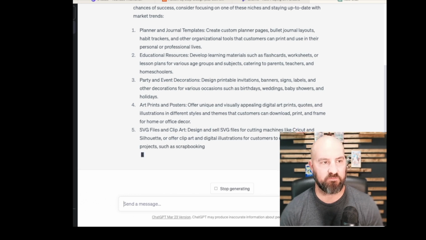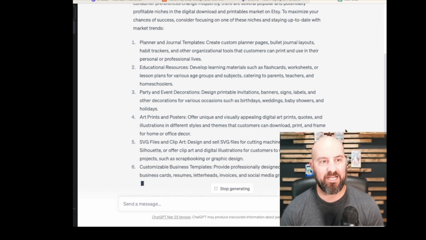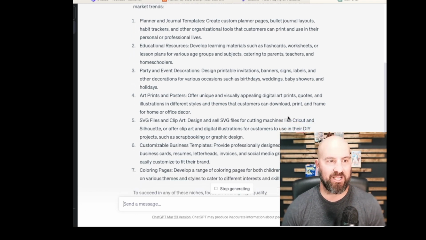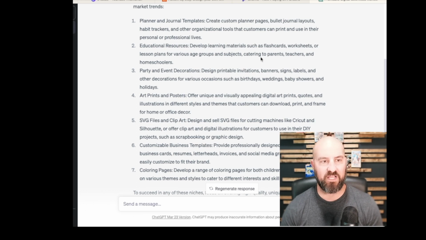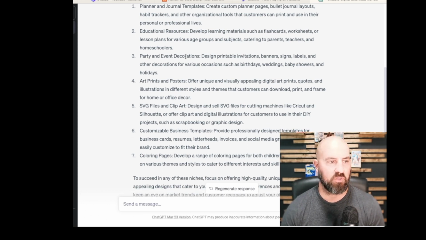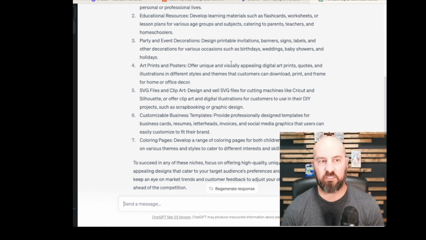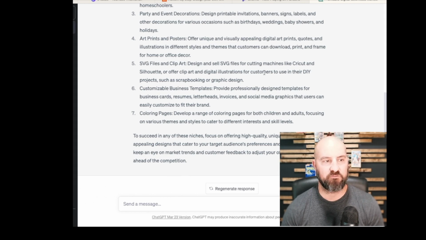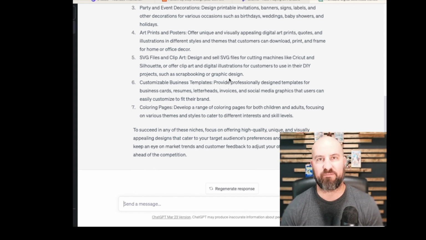To maximize your chances of success, consider focusing on one of these niches and staying up to date with market trends. Number one, planner and journal templates: create custom planner pages, bullet journal layouts, habit trackers, and other organized tools that customers can print. Number two, educational resources: develop learning materials such as flashcards, worksheets, lesson plans. Number three, party and event decorations: invitations, banners, signs. Number four, art prints and posters. Number five, SVG files and clip art designs for Cricut and DIY projects, scrapbooks.